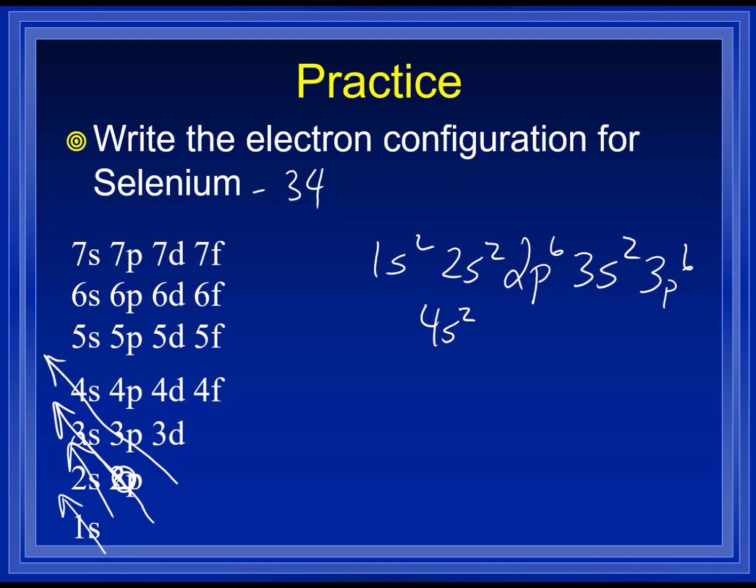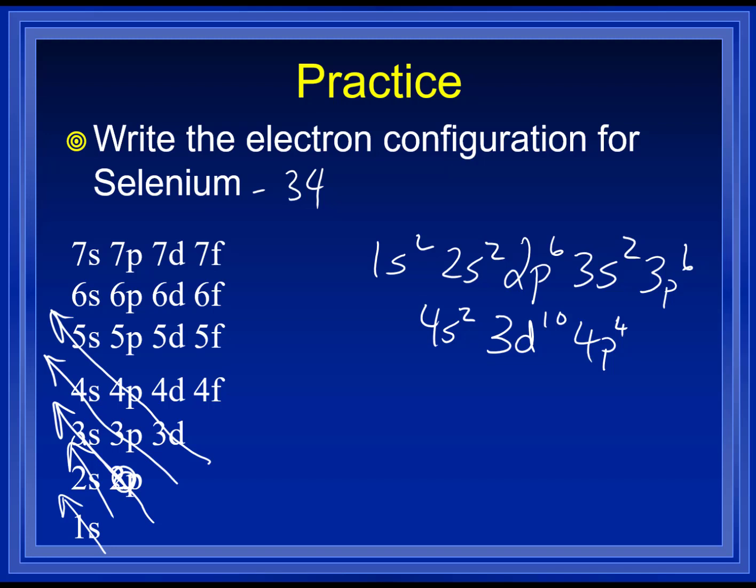And then, next arrow, 3d. Am I going to fill it up? Yeah, because I got 14 to go, and d's can only hold 10. And then after 3d comes 4p. I'm going to fill it up. Now, because I'm at 30, I want to go to 34. So I only need 4. So the electron configuration of selenium is 1s2, 2s2, 2p6, 3s2, 3p6, 4s2, 3d10, 4p4.